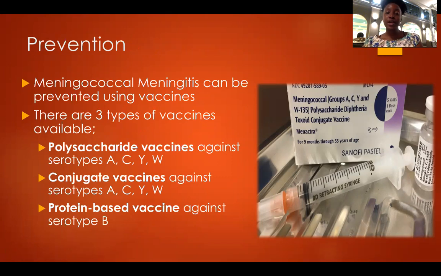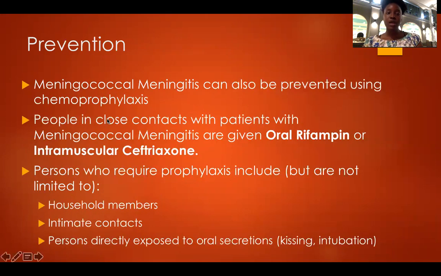There is a polysaccharide vaccine, which is effective against serotypes A, C, Y, and W. There's also the conjugate vaccine, which is also effective against serotypes A, C, Y, and W. And finally, there's a protein-based vaccine, which is effective against serotype B only. Meningococcal meningitis can also be prevented using chemoprophylaxis.